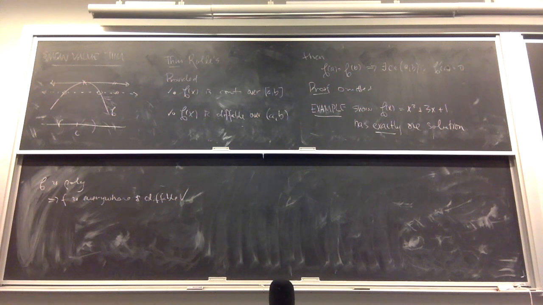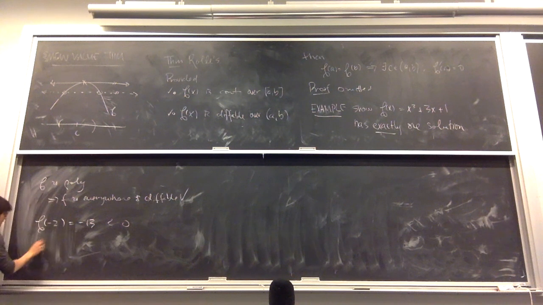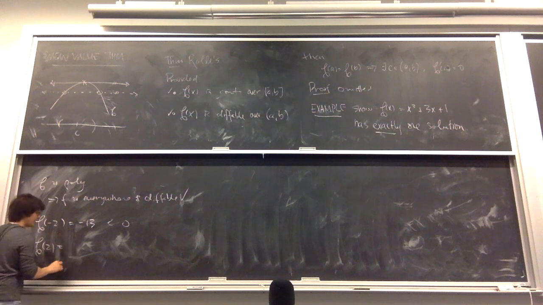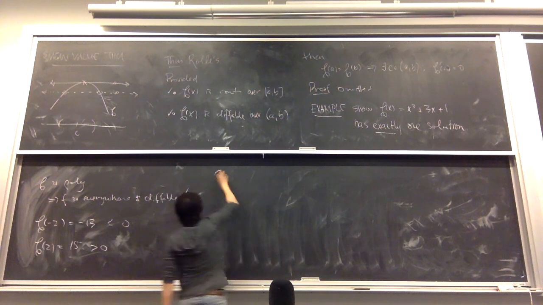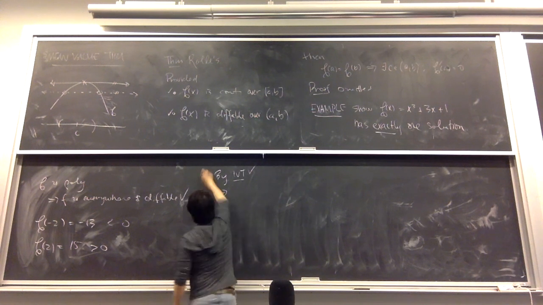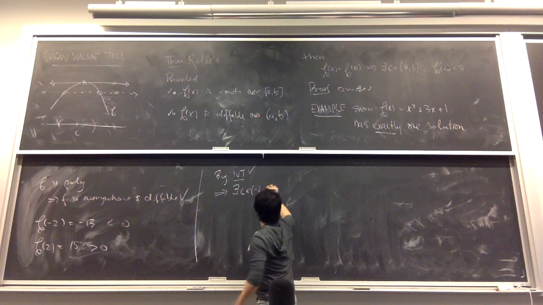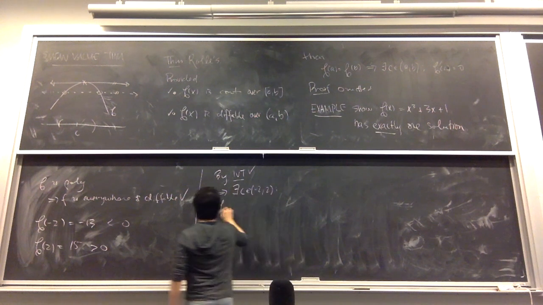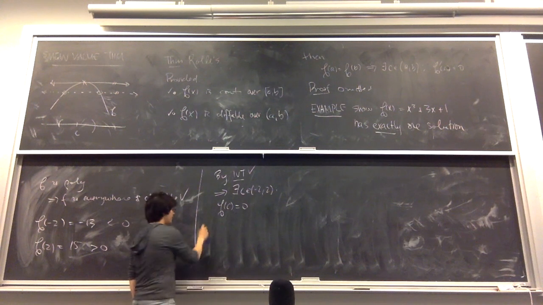Okay, what next? We use the x values -2 and 2 to prove. So f of -2 is what? -13, which is less than 0, and f of 2 is what? 15, which is greater than 0. So by IVT, another check mark, we have that there is a c in (-2, 2) such that f of c is 0. So we have proved, right?